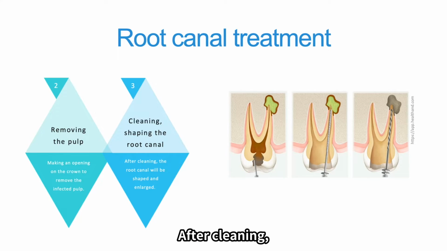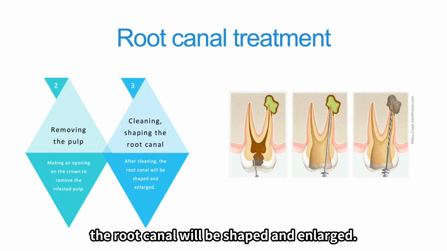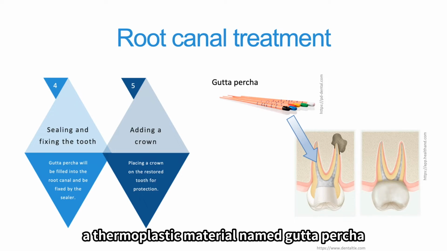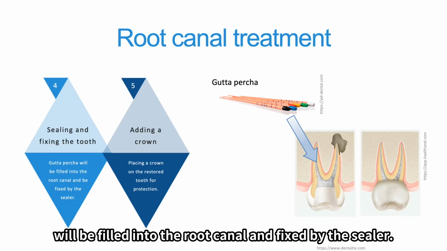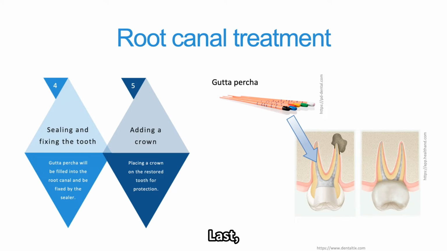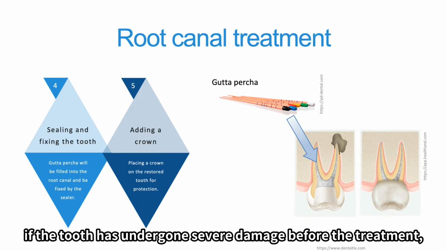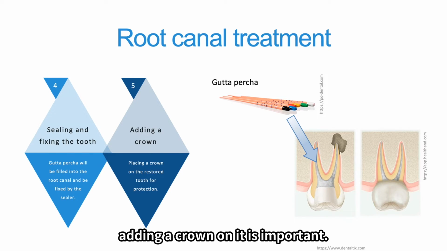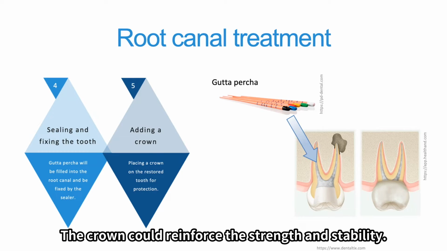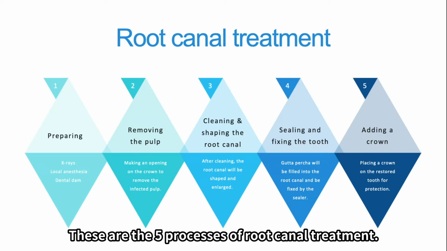After cleaning, the root canal will be shaped and enlarged. Later, a thermoplastic material named gutta percha will be filled into the root canal and fixed by the sealer. Last, if the tooth has undergone severe damage before the treatment, adding a crown on it is important. The crown could reinforce the strength and stability. And these are the 5 processes of root canal treatment.